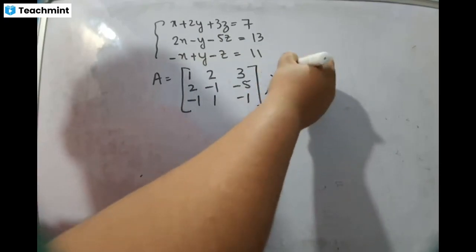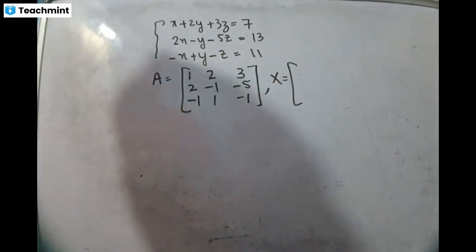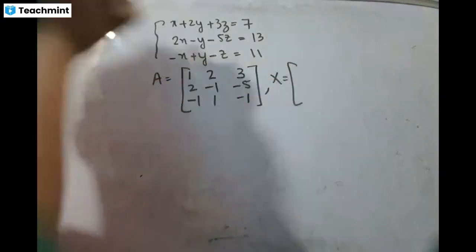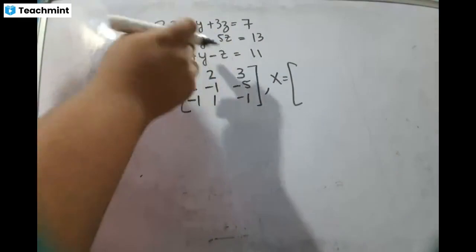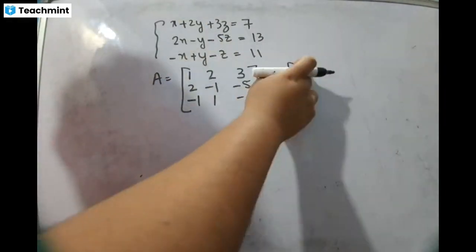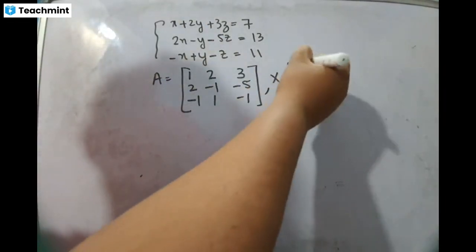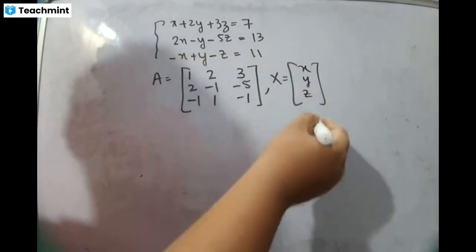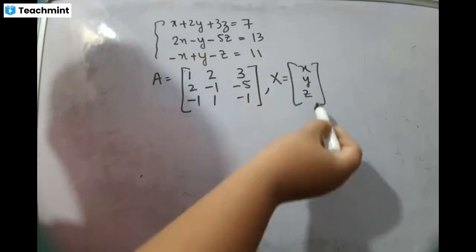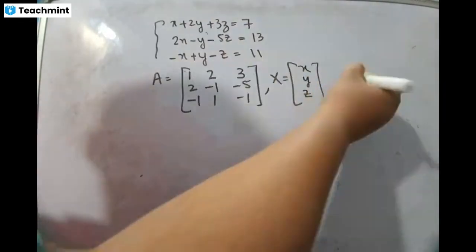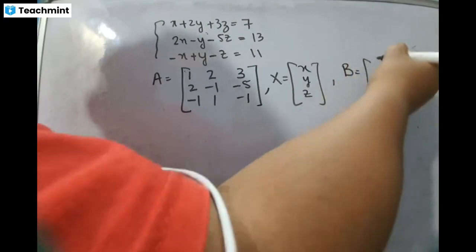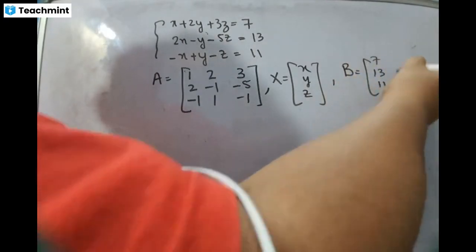Now we have capital X, that is called your variable matrix. What are your variables? The unknown matrix x, y, z, but we don't write it horizontally, we write it vertically. Reason: the matrix multiplication is always row into column. So if you multiply the first row with the first column, you get equation number 1. And the third is the constant matrix, the constant numbers. What are those? 7, 13, and 11.